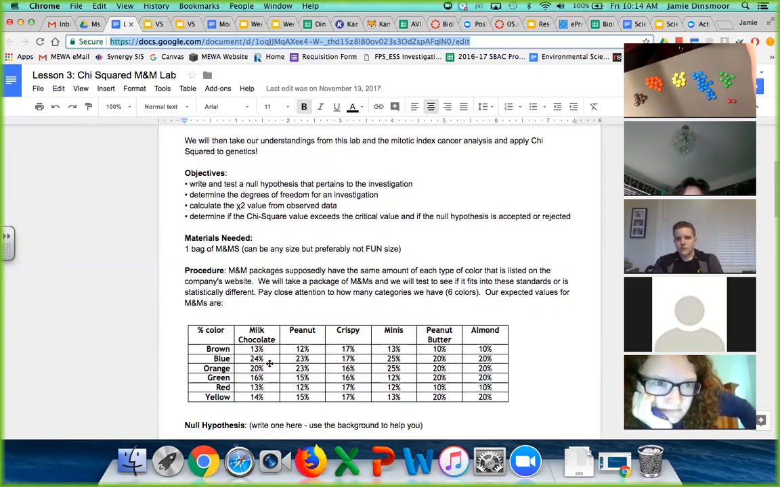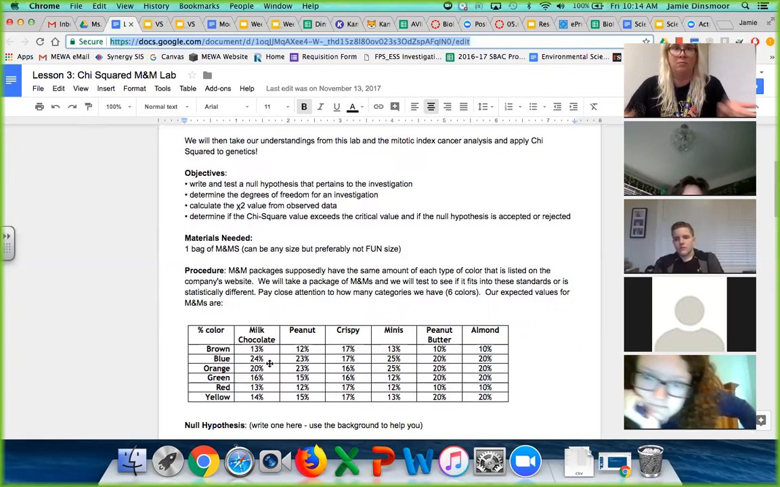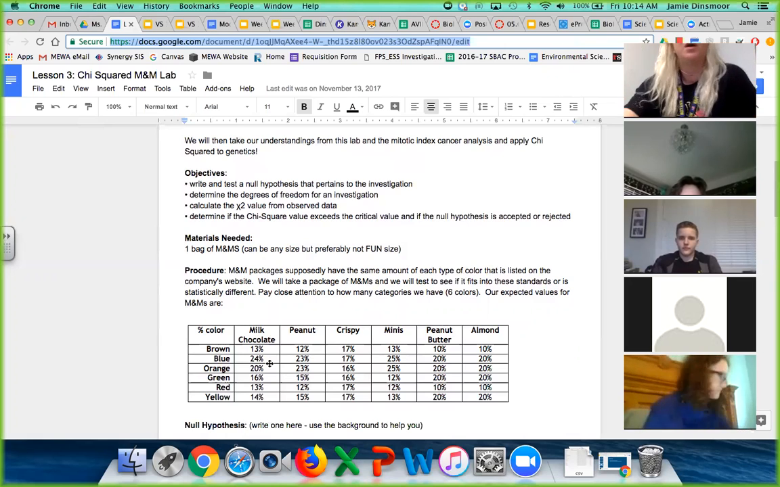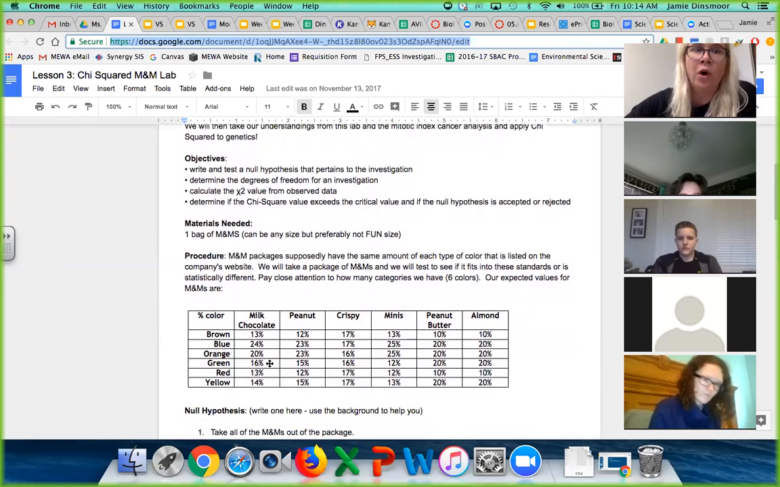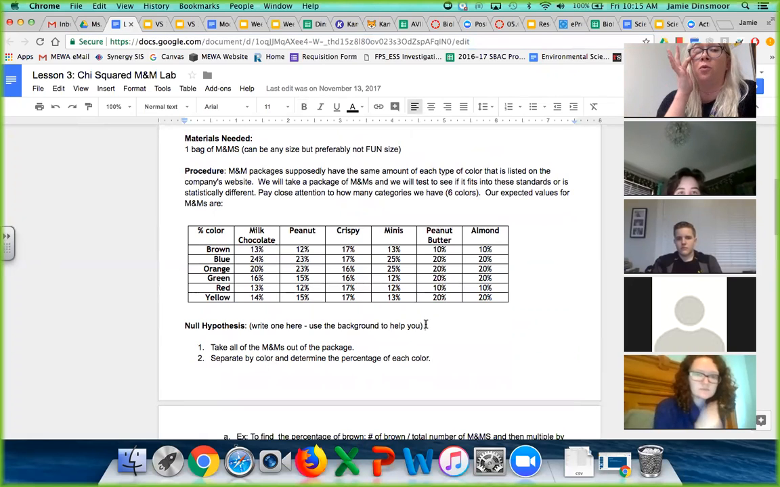I do have quite a bit of blue. Orange looks pretty equal to the green and yellow. I have barely any red, right? And I have a pretty good amount of brown. So of course, that's just me looking at what I have already, kind of estimating those percentages. Of course, we're going to actually do the percentages. So, null hypothesis. What could we write for our null hypothesis here?